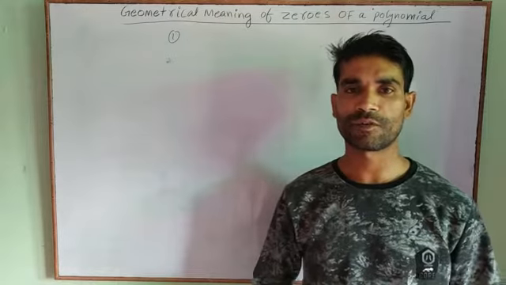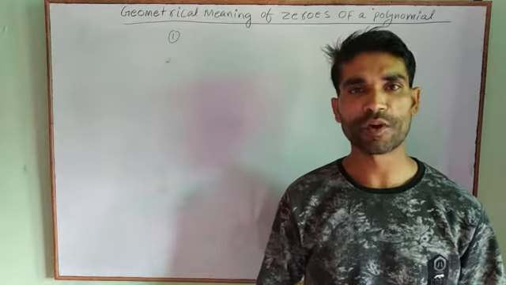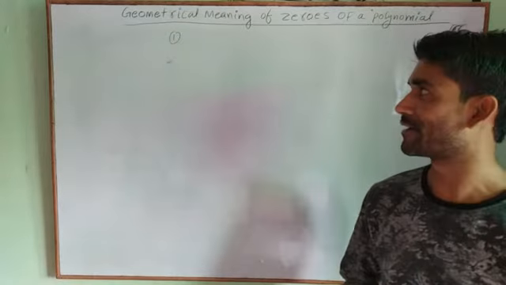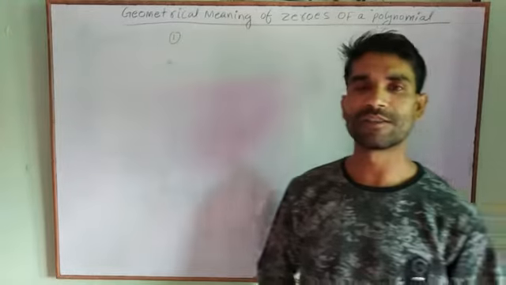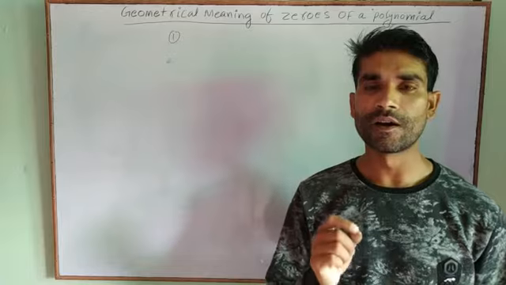So as we know that there are different types of polynomials, like linear polynomial, quadratic polynomial, cubic polynomial. So today we will see the geometrical meaning of the zeros of these polynomials, right? So let us start with the first type of polynomial, that is linear polynomials.